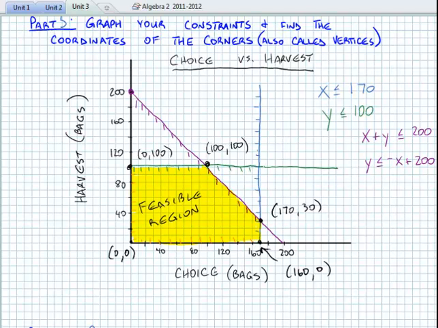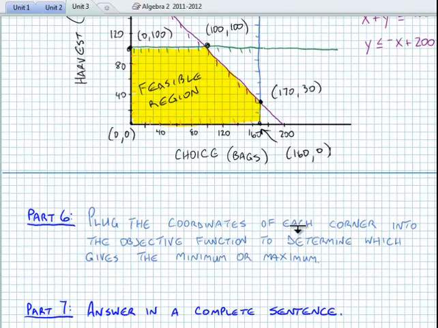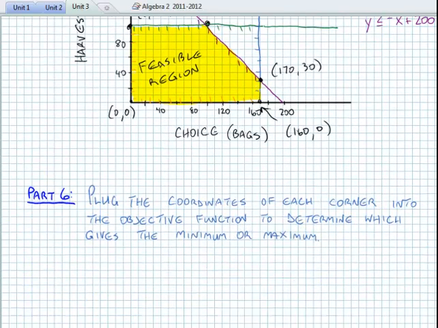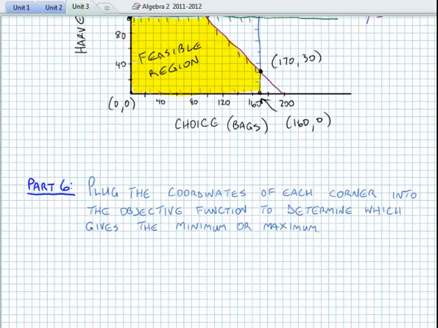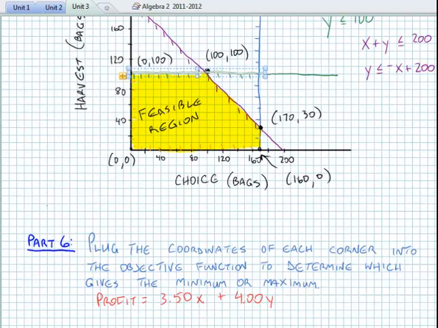So these are the only 1, 2, 3, 4, 5 points I need to plug into the objective function, the objective equation, to figure out which one will give me the maximum profit. So that's what this next step says to do. So again, remember the objective equation was that profit equals $3.50 times every bag of choice blend we sell plus $4 for every bag of harvest that we sell. So now all we got to do is take each of those corners and plug them in here.